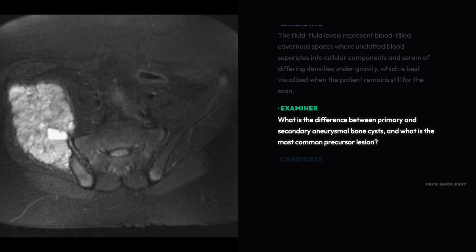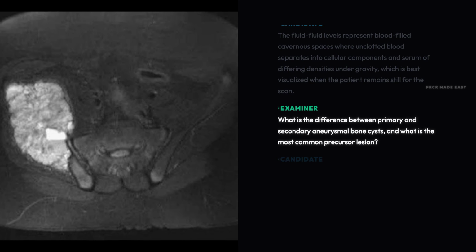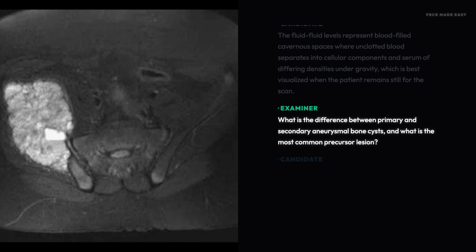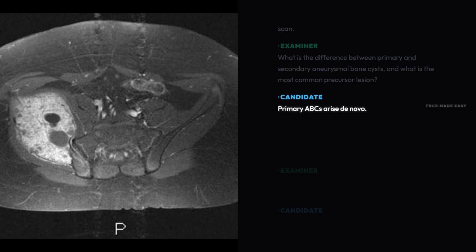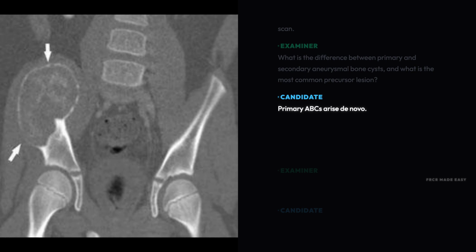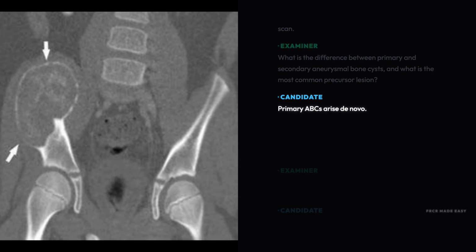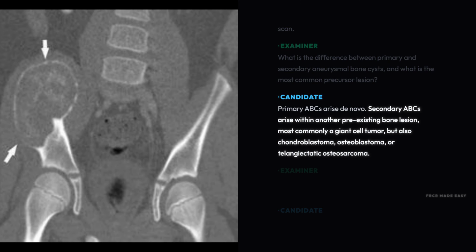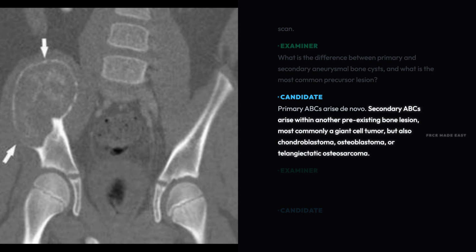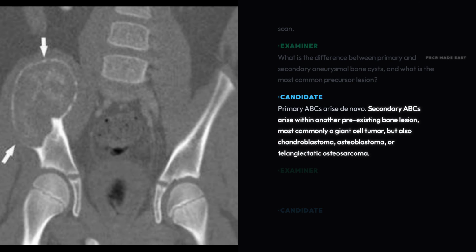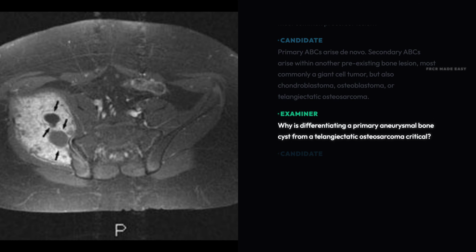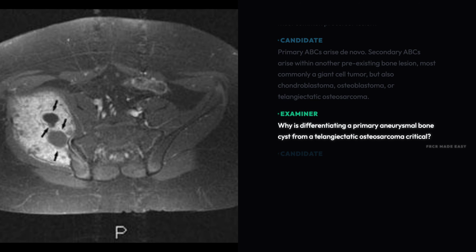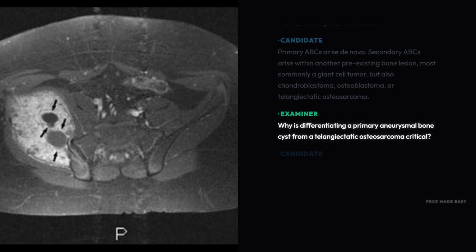What is the difference between primary and secondary aneurysmal bone cysts, and what is the most common precursor lesion? Primary ABCs arise de novo. Secondary ABCs arise within another pre-existing bone lesion, most commonly a giant cell tumor, but also chondroblastoma, osteoblastoma, or telangiectatic osteosarcoma. Why is differentiating a primary aneurysmal bone cyst from a telangiectatic osteosarcma critical?